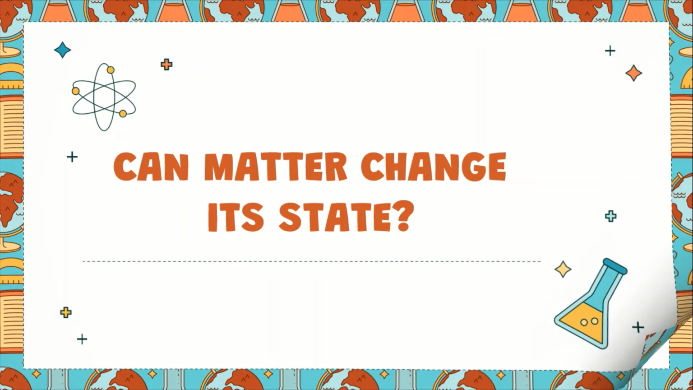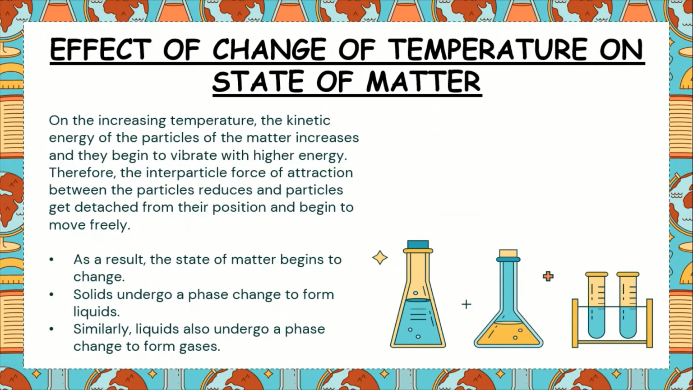Can matter change its states? Effects of change in temperature on state of matter. On increasing temperature, the kinetic energy of the particles of matter increases and they begin to vibrate with higher energy. Therefore, the interparticle force of attraction between the particles reduces and particles get detached from their position and begin to move freely. As a result, the state of matter begins to change.